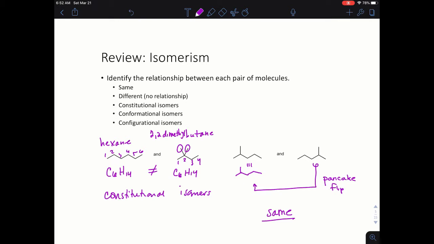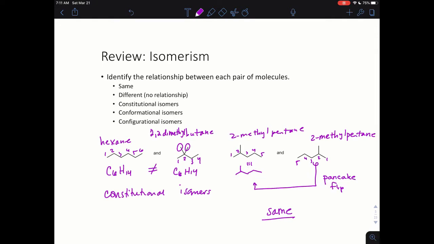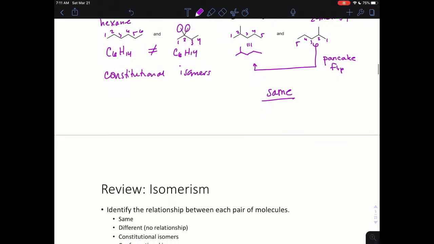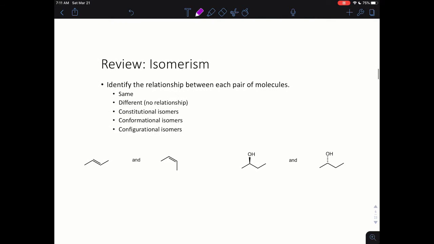Now, if that's hard to see, and you should try with your model, you could have named them both. So if we name them, this would be 2-methylpentane. And the molecule on the right, in this orientation, we would number from right to left, and that would also get us 2-methylpentane. Same name, same compound. So these two are the same. Excellent. Let's move to another example.